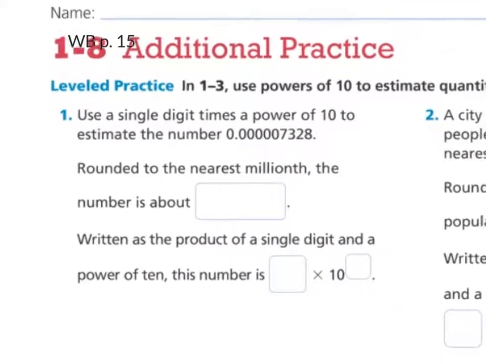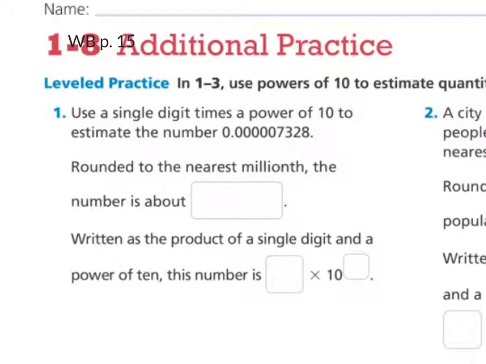They want us to use powers of 10 to estimate. So number one, use a single digit times the power of 10 to estimate that number. So rounding to the nearest millionth, first of all, looks like after the decimal there's 5 zeros before the 7. The question is whether we keep that as a 7 or we change it to the 8. So look at the number behind it. Since after the 7 we have a 3, it's not a 5 or higher, we're going to go ahead and just keep that as a 7.